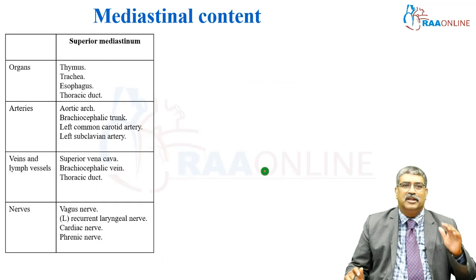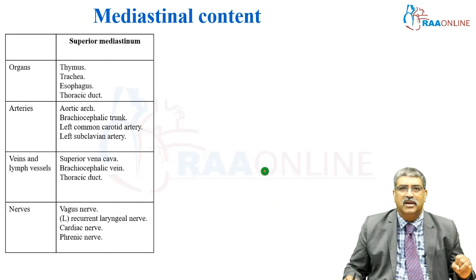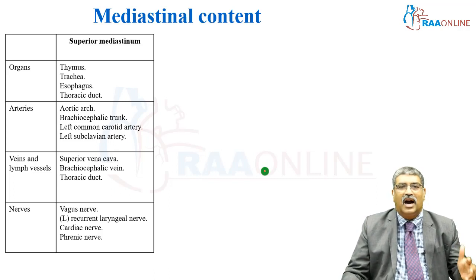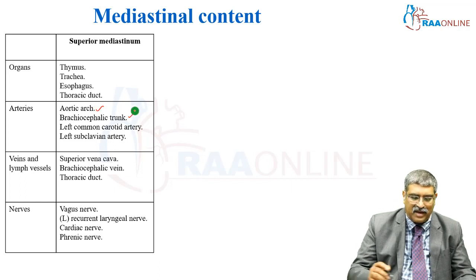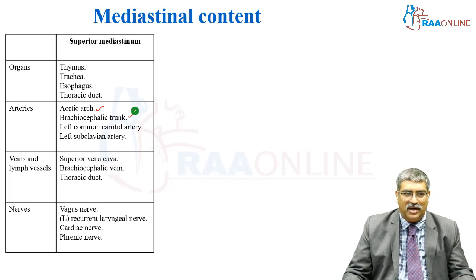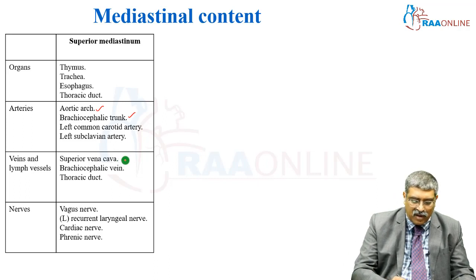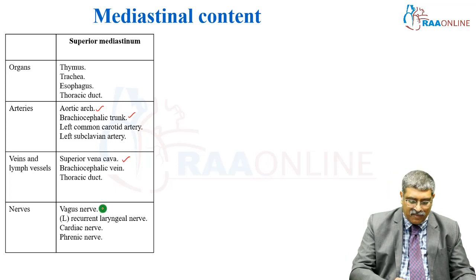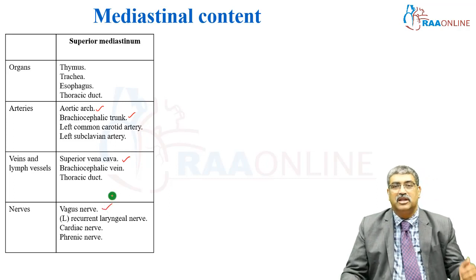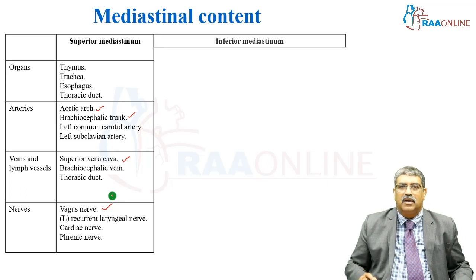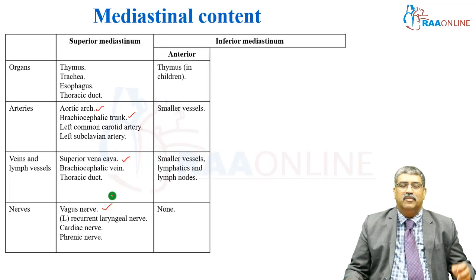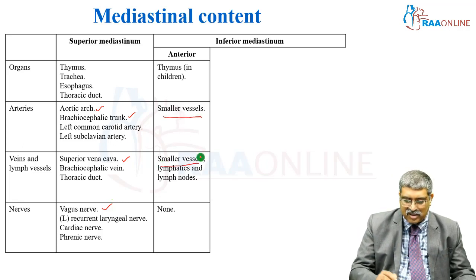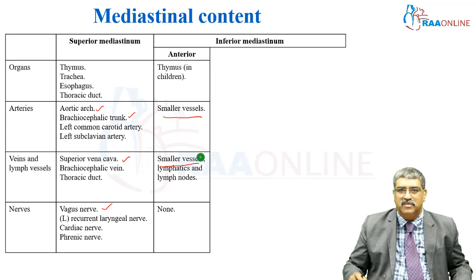To summarize, in the superior mediastinum, we have organs including thymus, trachea, esophagus and thoracic duct. Arteries, you have the aortic arch, brachiocephalic trunk, left common carotid and left subclavian artery. Coming to the venous system, you have the superior vena cava, brachiocephalic vein and thoracic duct. And nerves, you have vagus nerve, left recurrent laryngeal nerve, cardiac nerve and the phrenic nerve. Coming to the anterior mediastinum, the organ is only going to be thymus, arteries smaller vessels, veins again smaller vessels, smaller lymphatics, and nerve, nothing is there.